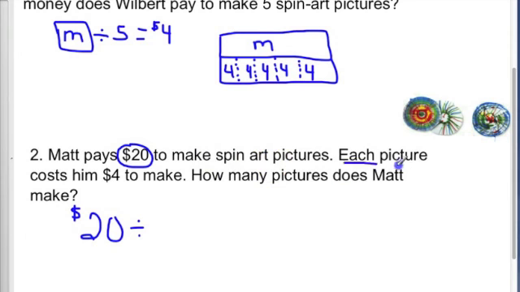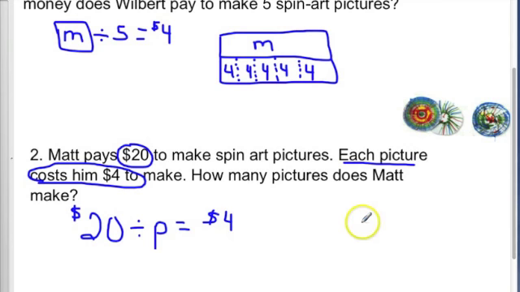Each picture cost him $4 to make. Okay? How many pictures does Matt make? We know that each picture costs him $4, but we don't know the groups. That's what's missing. We don't know the pictures. So we are going to use P as a variable for pictures because we do not know the number of groups. All we know is that he pays $20 to make spin art pictures, and each picture is going to cost him $4. Okay, so 20 divided by P equals $4.